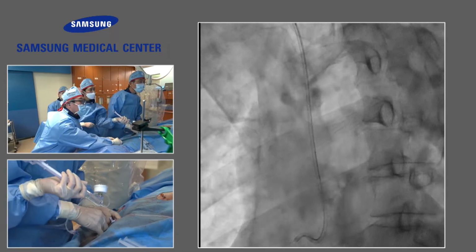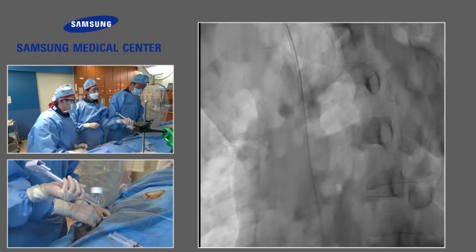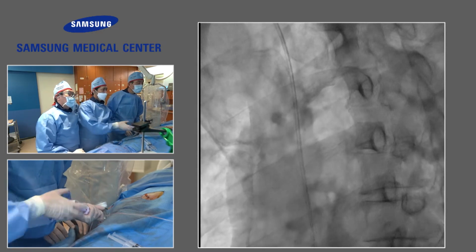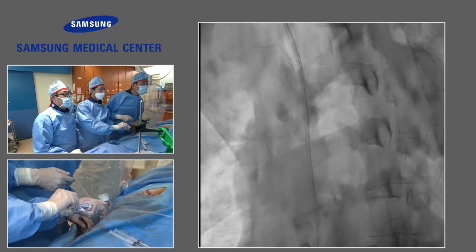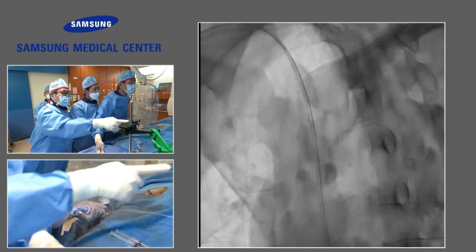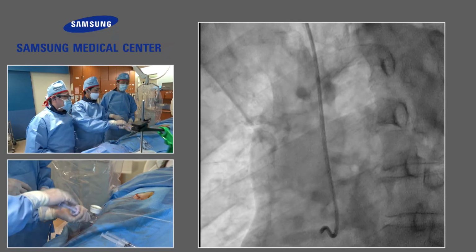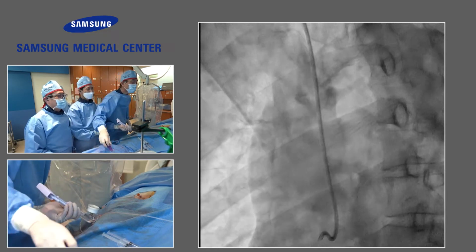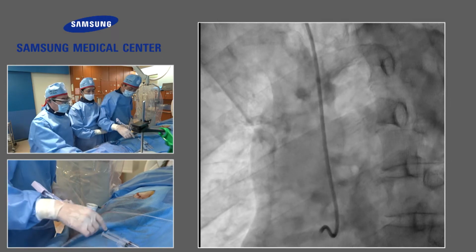The problem is that it's very difficult to see the balloon. Inflate. Inflation. Where is it? Deflate. It's the first use and first demonstration. I'm sorry for that.